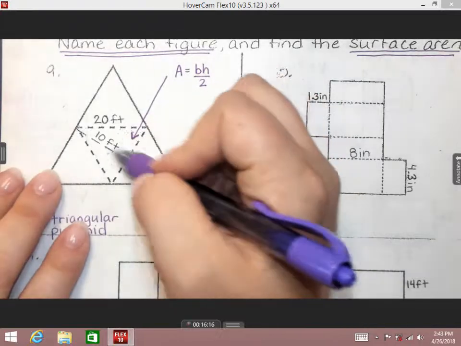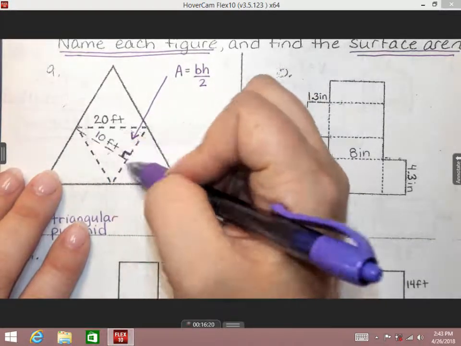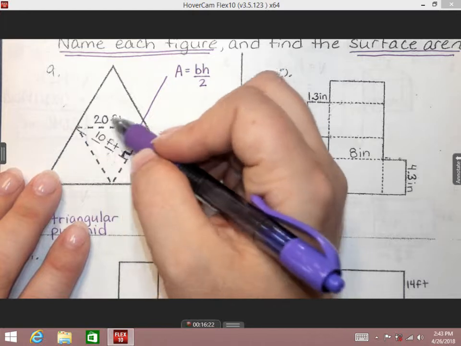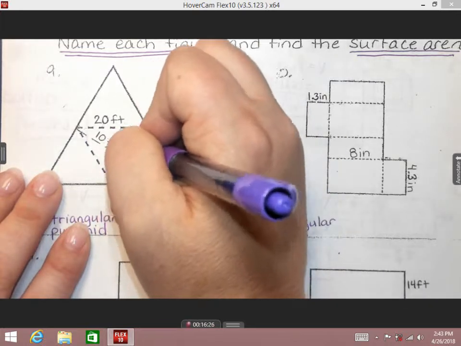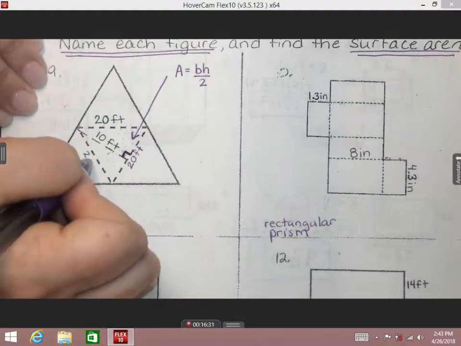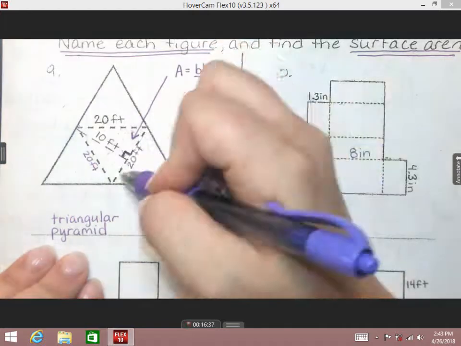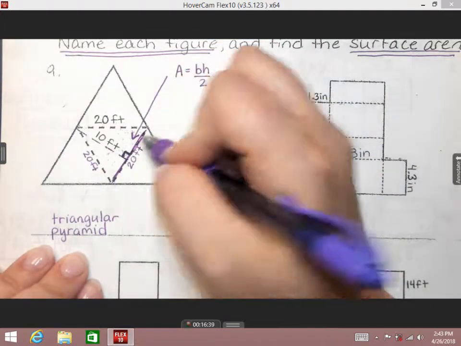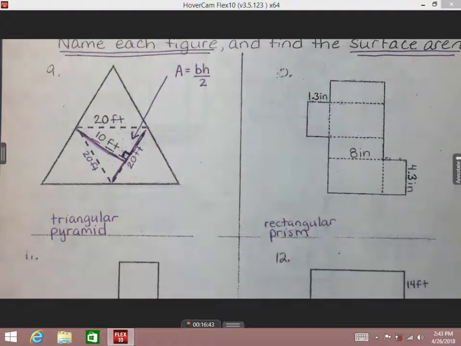But I only have one number on that right angle. I only have the 10 feet. So that's telling me my height because it's going through the middle. This 20 feet, guys, this is going to be an equilateral triangle. So in an equilateral triangle, all of my sides are the same. So all the way around that triangle, it's going to be 20 feet. So now I can clearly see my base is 20 and my height is 10.